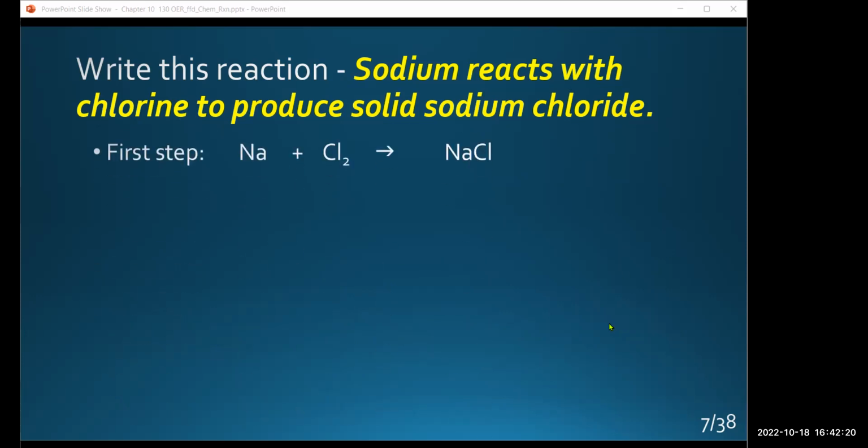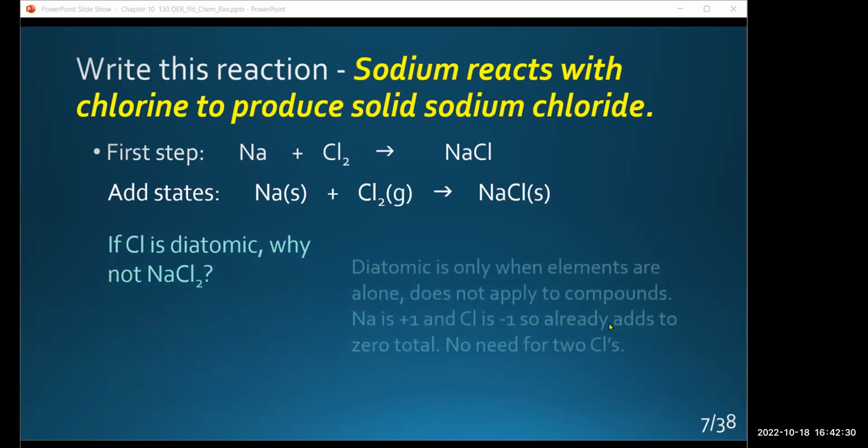Here we write down what we were given from the words. We put in the physical states. And then we balance them out.